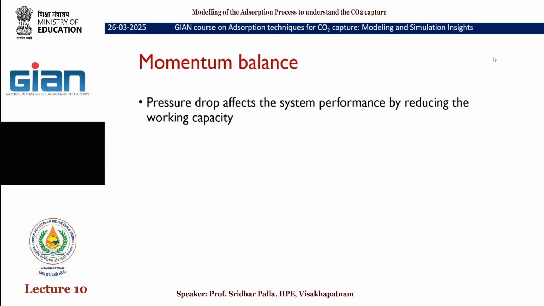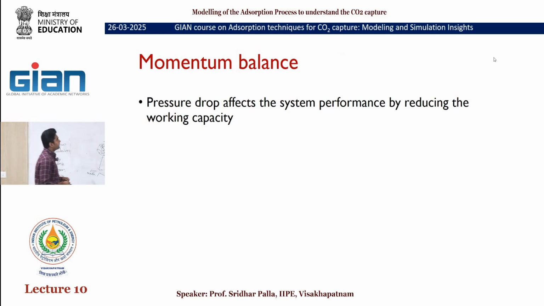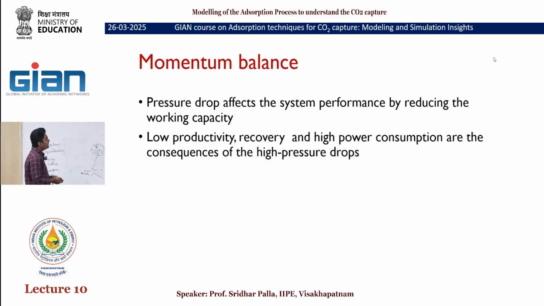Pressure drop is important, because the system performance is mostly affected if the pressure drop is very high. It would reduce the working capacity, it would affect the productivity and recovery, and power consumption would be high if the pressure drops are very high.